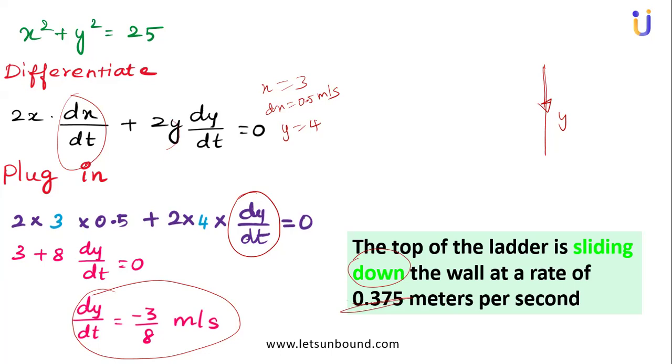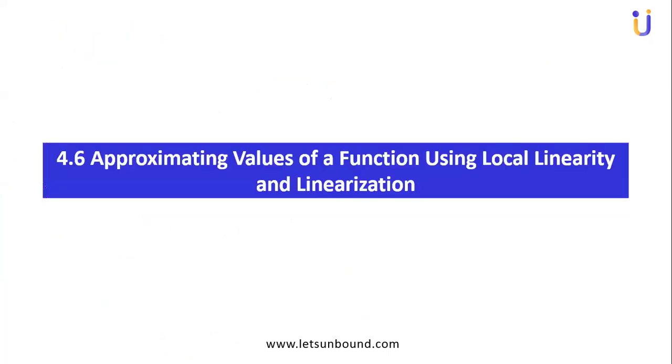So this is a simple example of related rates. Right? And that's simple. Now 4.6, approximating values of a function using local linearity and linearization. It's very simple. If you remember in one of our units previously, differentiability means this is my function. Is it differentiable at this point?